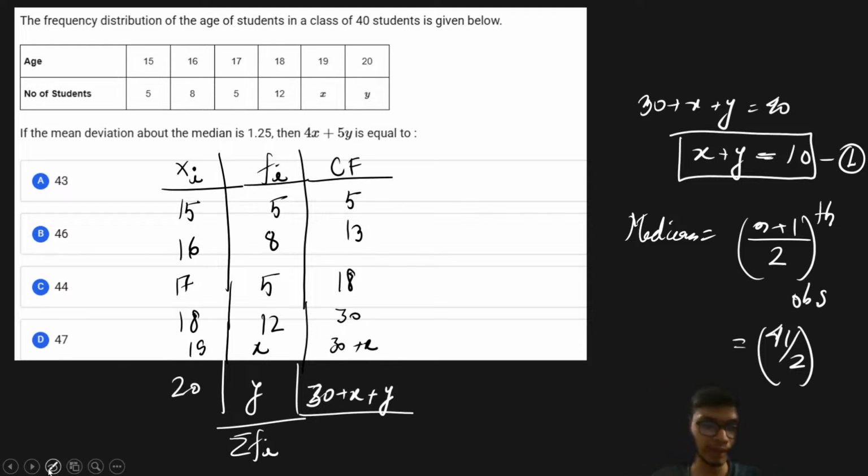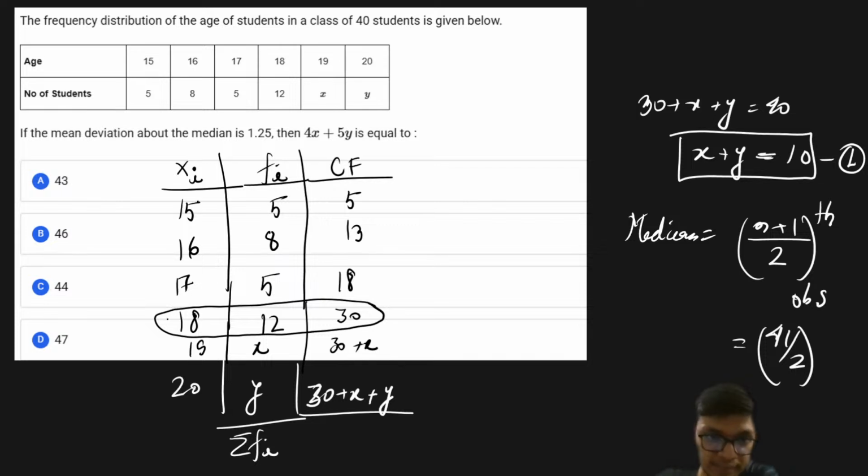If you look in the cumulative distribution, you will see this 20 occurs in this particular interval, right? So your median class is the age group 18. So your median is the observation 18.